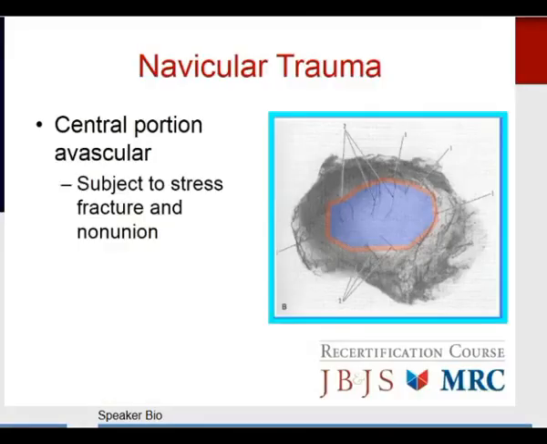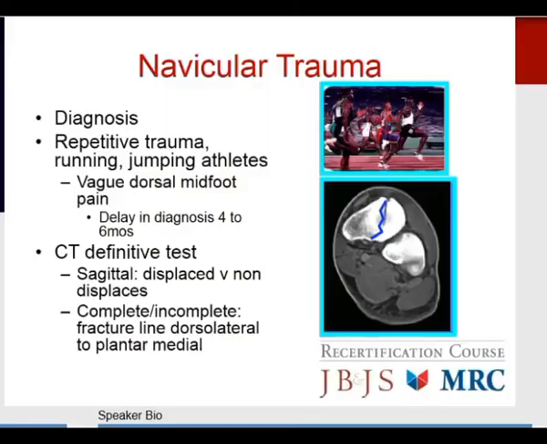Speaking of the navicular, we also look at navicular trauma. We know that the central portion of the navicular is avascular and it's subject to stress fractures and non-union because of it. The difficult part is the diagnosis is hard to make in patients with navicular trauma. Generally, they come in and they complain of some kind of vague dorsal aching pain with activities only, and it's not very specific. You feel for the so-called N spot right over the navicular itself, and if you push in that area, they elicit specific pain in that zone.